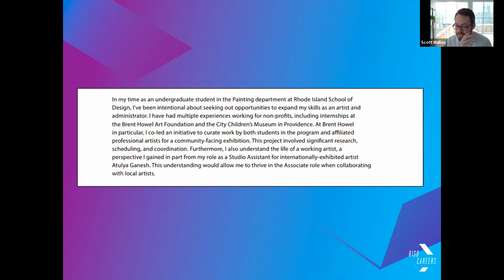So again, this idea of telling short stories, they do that effectively. They're telling two quick stories about work that they did at the Brent Howell Foundation, curating work by students in the program and professional artists to create an exhibition. And then they're also telling a quick story about their studio assistant role for a prominent artist, and basically saying that through that role, that demonstrates that they'd be able to work with artists really well because they've worked with artists in the past, right? So they're using these two quick examples to show, hey, I can do this job that you have because I've done aspects of it before. I can prove that I have the skills needed to do this.